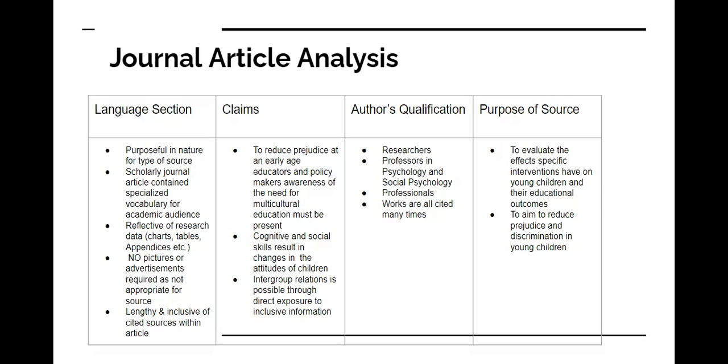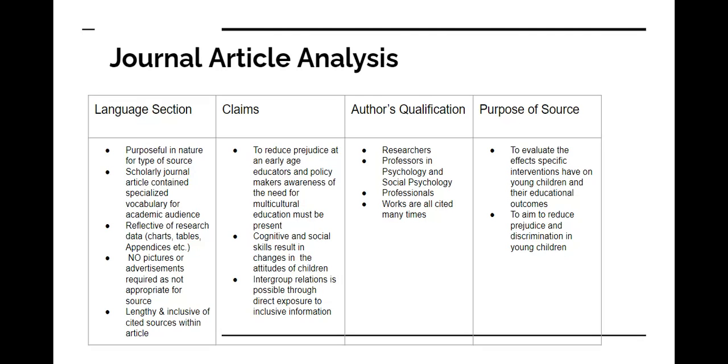Analysis and evaluation. So for the language section, we found that it was purposeful in nature for the type of source. It was a scholarly journal article which contained specialized vocabulary for its academic audience. It was reflective of research data. It contained appendices, charts, as well as tables. And there were no pictures or advertisements, as they're not required for this type of source. And it was lengthy and inclusive of the cited sources within the article.